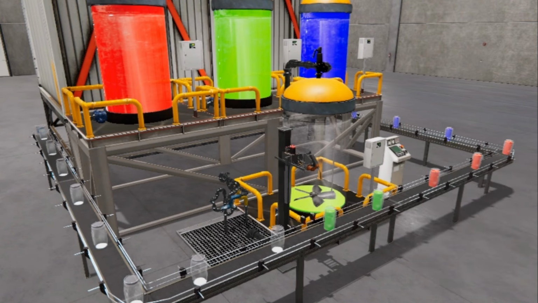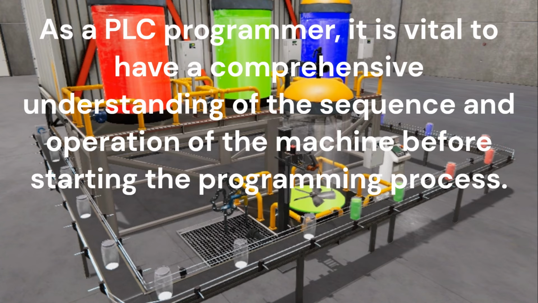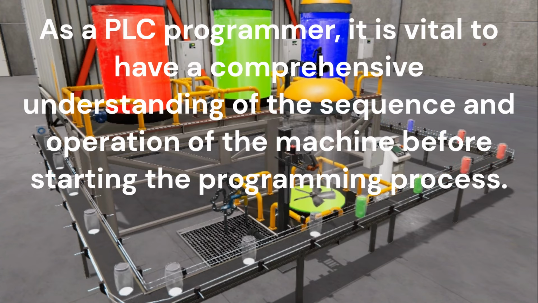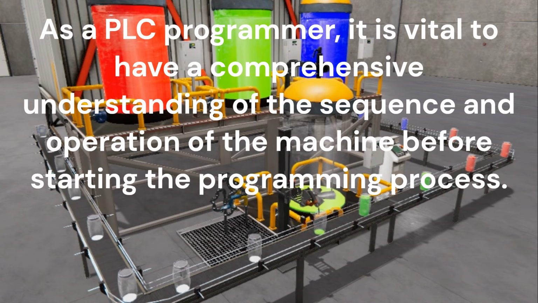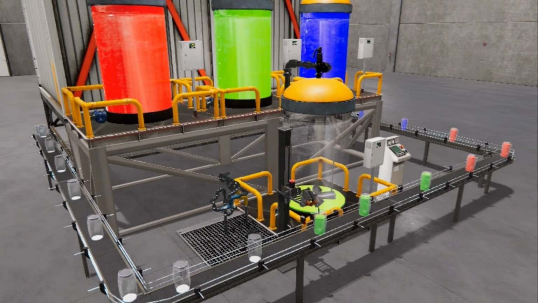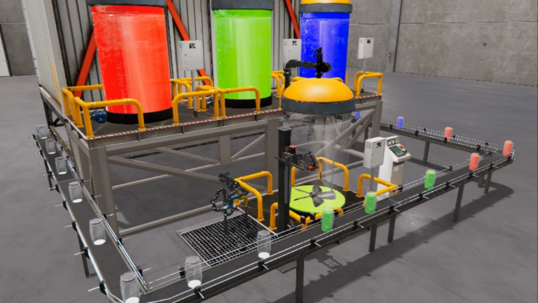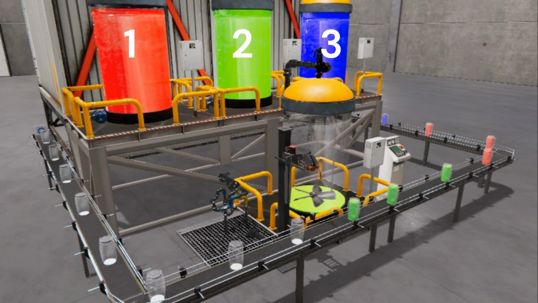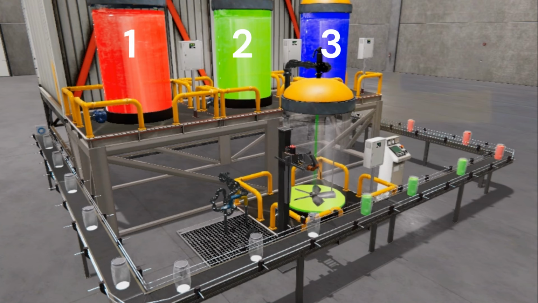As a PLC programmer, it is vital to have a comprehensive understanding of the sequence and operation of the machine before starting the programming process. This can be achieved by asking questions or reviewing existing documentation to ensure a clear understanding of the logical steps involved. Our system has 3 output valves that control ink flow into the mixing tank.